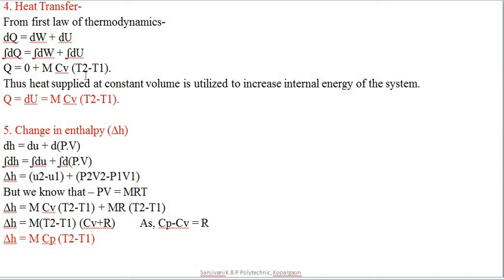So change in the internal energy is equal to the heat transfer itself. That is, total heat is utilized to increase the internal energy of the system. So the formula to find the change in internal energy and heat transfer for the constant volume process is similar. Now the fifth parameter is the change in the enthalpy, denoted by delta H.